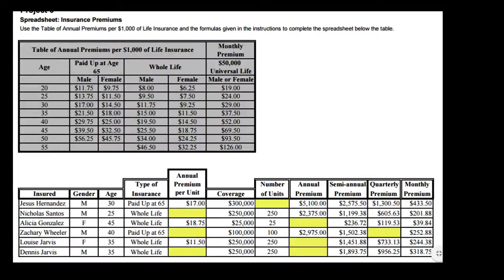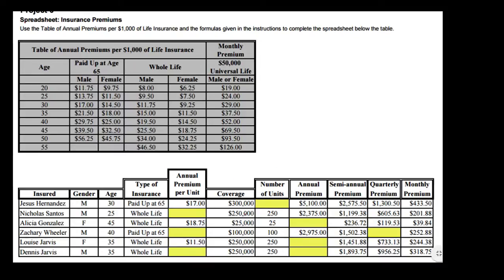Let's talk about page 1 of project 6A. So we've got two tables in front of us. The first one is titled Table of Annual Premiums per $1,000 of Life Insurance. In order to read this table, you need to know a person's age, what type of insurance they have, and whether they're male or female. With those three pieces of information, you can read the table and find their annual premium per $1,000 of life insurance.